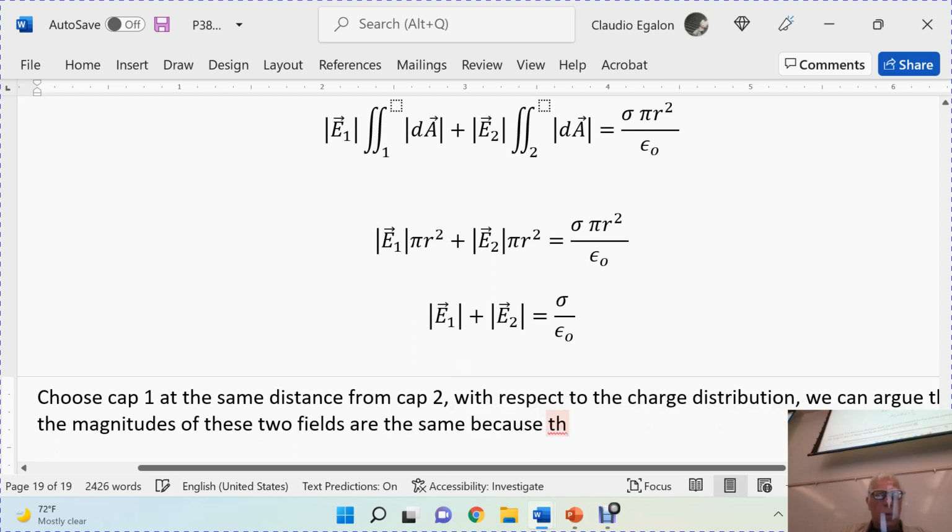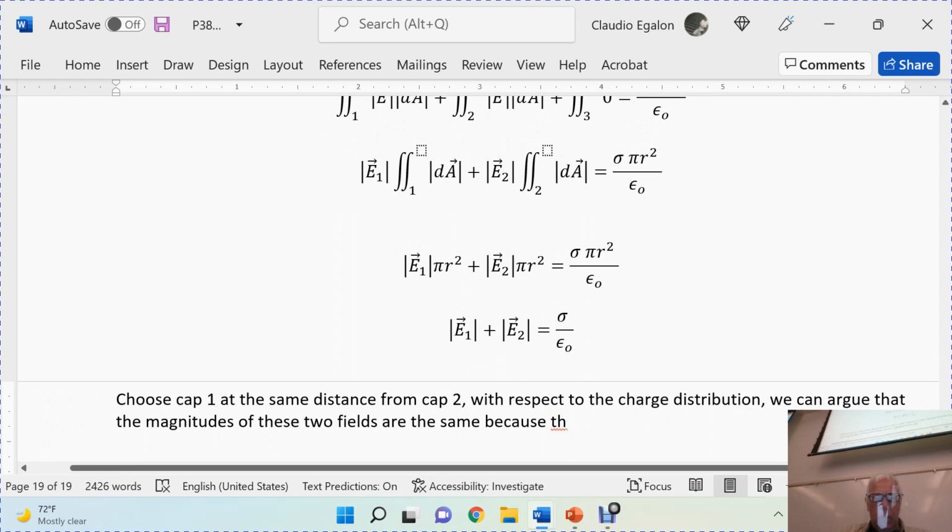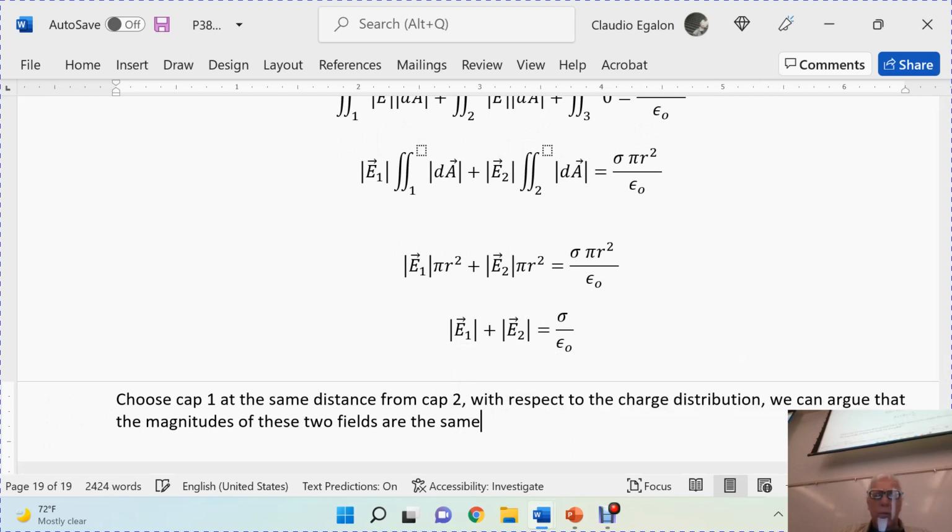Because, okay, we zoom out. Well, because they are the same distance, right? Same distance from the source results in the same magnitude of the field.